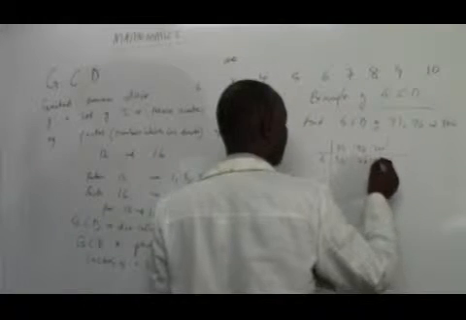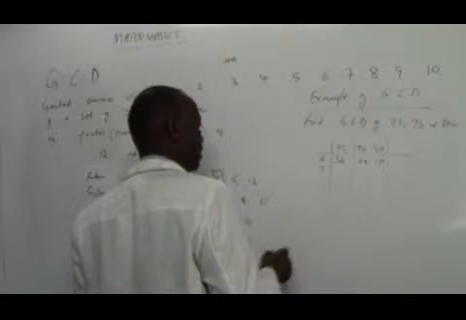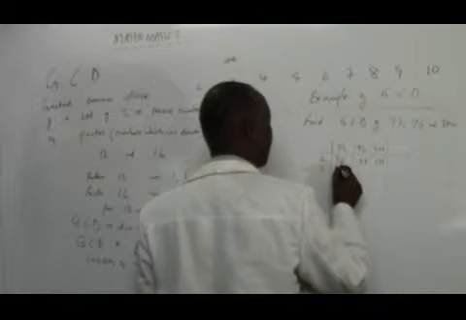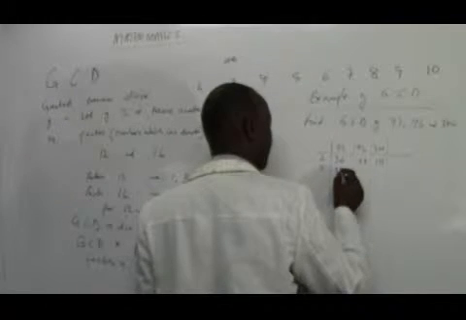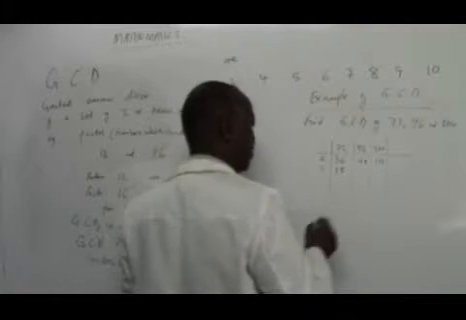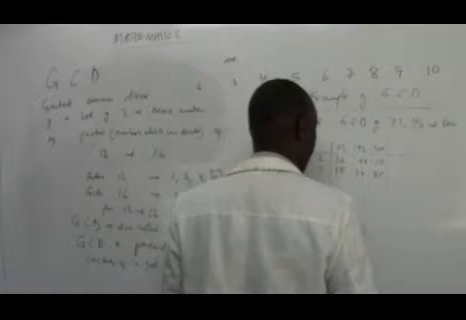48, 150. Divide again by 2. We get, this is, divide this by 2. Here we get, this is 18. This is going to be 24. And this is going to be 75. And we are through with 2.